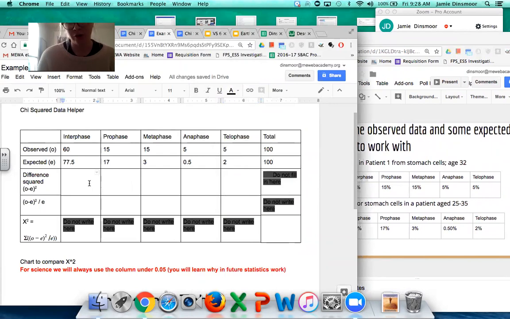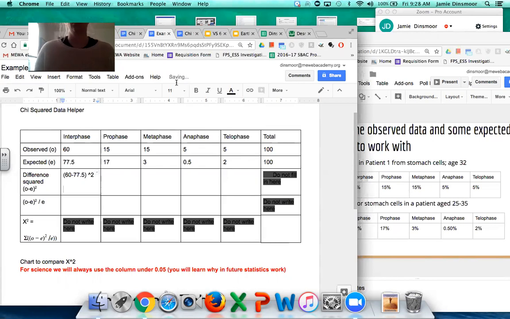I'm going to stop sharing my screen because I want us all to practice doing this calculation. We're going to do the first one together, right? And then I want you guys to do the other ones, and we're going to see if we get the same answers. So in order to do this second box, I'm actually going to write the steps in the box so that it's a little bit easier to see. We're going to take our observed value, which is 60. We're going to subtract our expected value, which is 77.5. And then we're going to square that value.